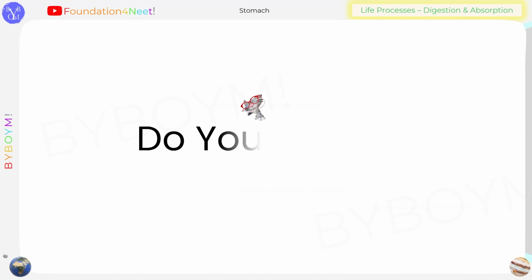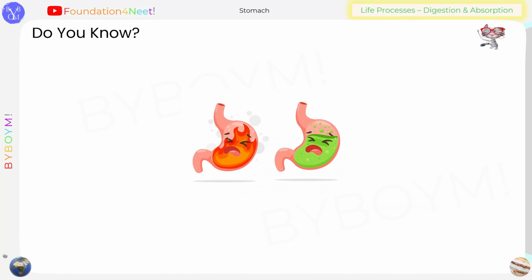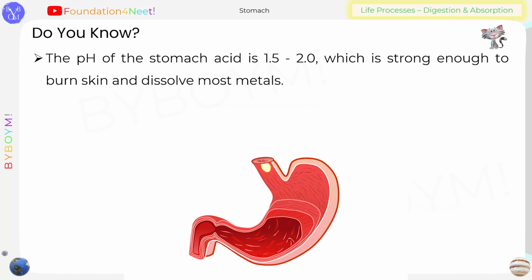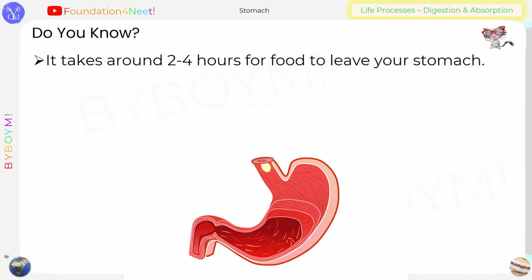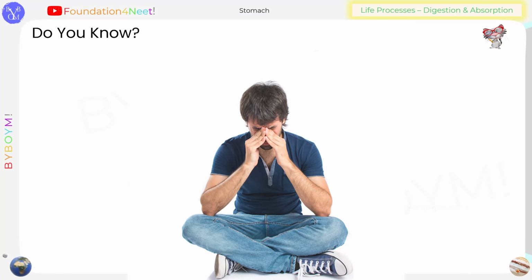Now let's move on to Do You Know. The first point in Do You Know is that the pH of the stomach is 1.5 to 2.2. That is strong enough to burn skin and dissolve most metals. The stomach is protected from the effect of HCl by the mucus secreted by the mucosa layer. The second point is that it takes around 2 to 4 hours for food to leave your stomach. The third point is that anxiety and mood affect appetite and digestion.